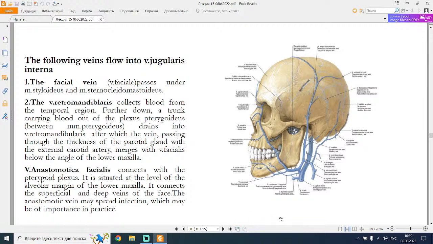Vena anastomotica facialis connects with the pterygoid plexus. It is situated at the level of the alveolar margin of the lower maxilla. It connects the superficial and deep veins of the face. The anastomotic vein may spread infection, which may be of importance in practice.